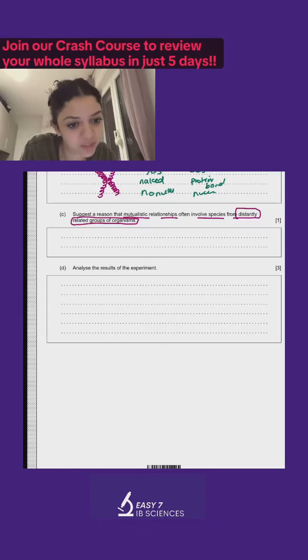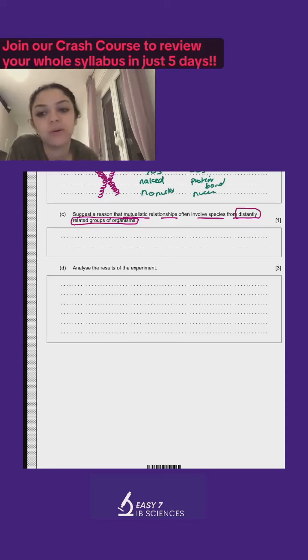Interspecific relationships, very good. Exactly. So they will not benefit from each other. So they have to be very different origins so that there's no form of competition.